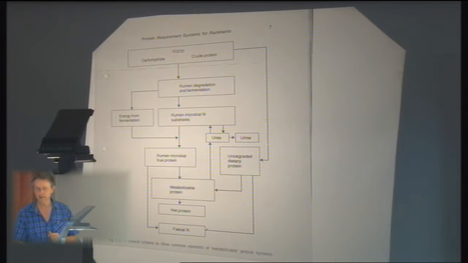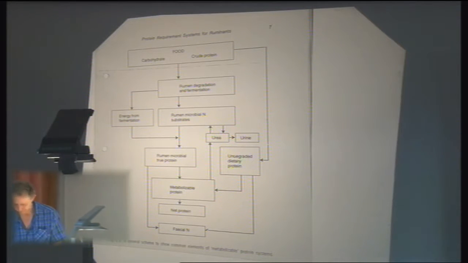Okay, the metabolizable protein. Now if we were to subtract from that our urinary protein, we would get our net protein, but we work essentially on a metabolizable protein basis. And then the waste product is the fecal nitrogen, some of it coming from the rumen and some of it coming from the small intestine. So that is simply the metabolizable protein system.